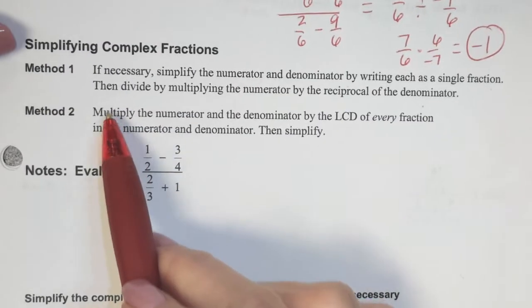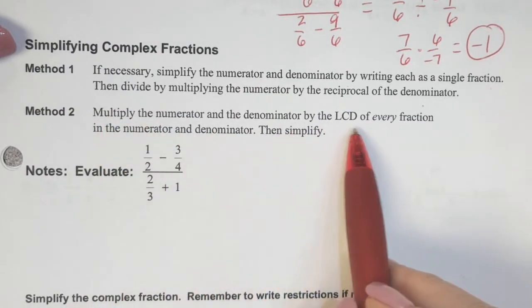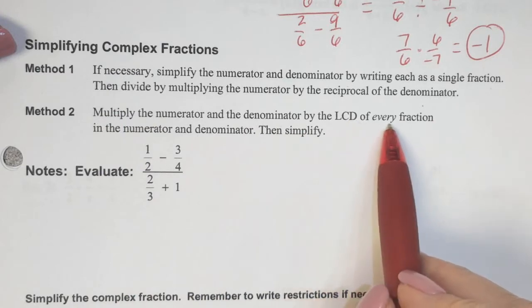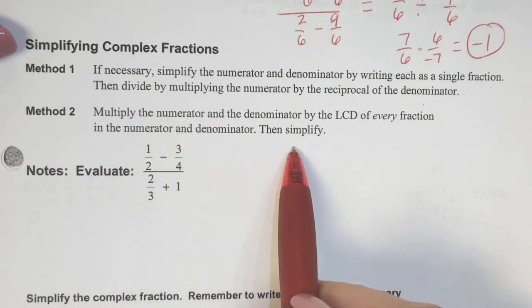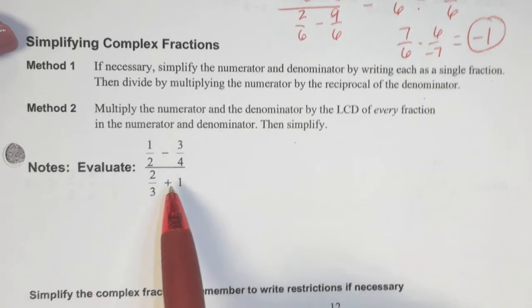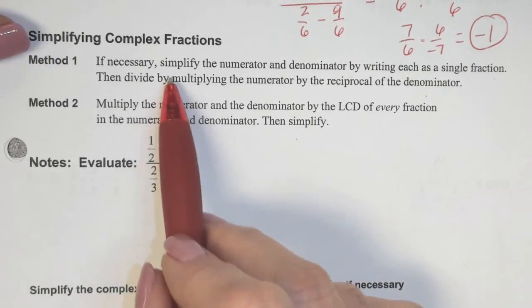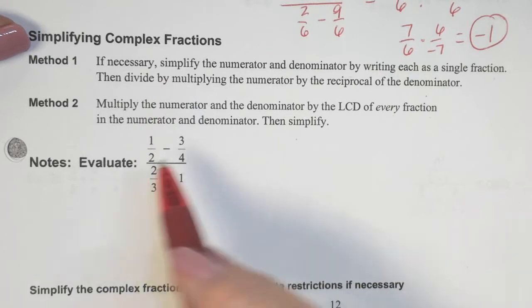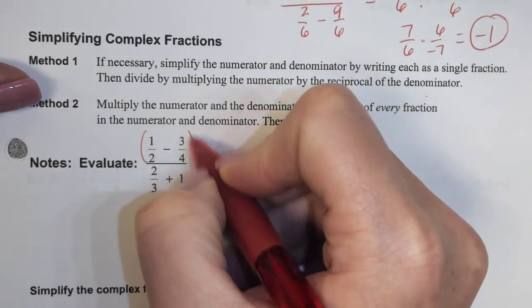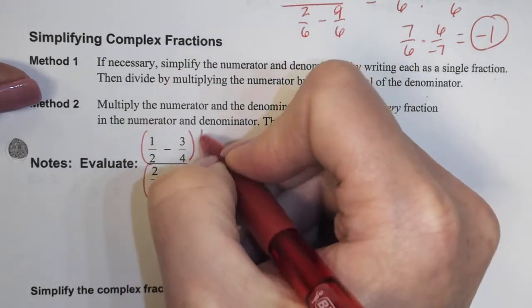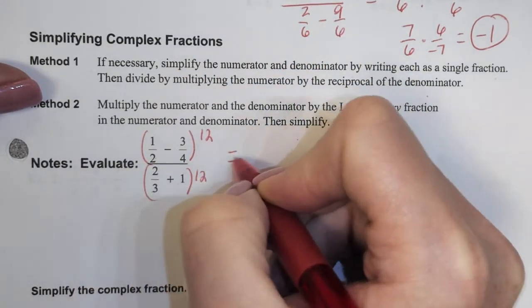So the second way is to multiply the numerator and the denominator by the least common denominator of every fraction in the numerator and denominator, then simplify. I'm telling you it's faster. If you want to race me, you guys can do method 1. I'm doing method 2 right here. My common denominator with 2, 4, and 3 is going to be 12. So I'm multiplying the top by 12, the bottom by 12.